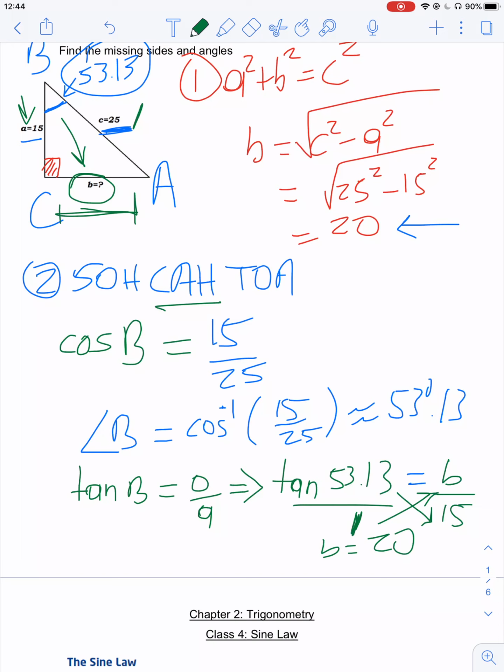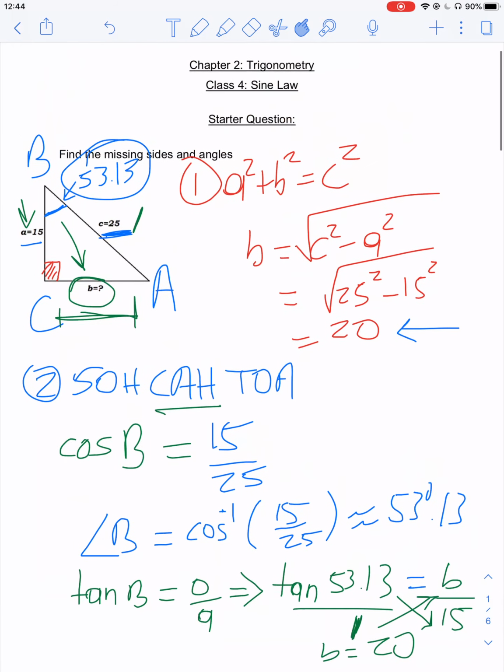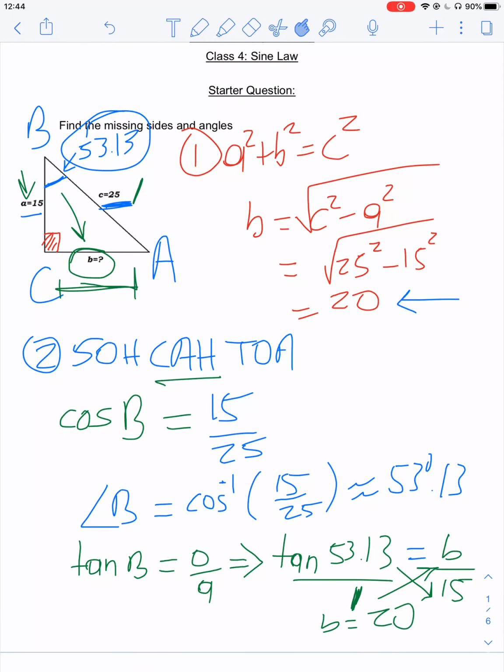So SOHCAHTOA and the Pythagorean theorem work really well in a right angle triangle, or right triangle. For you to use the Pythagorean theorem, the key takeaway is that it will only work when two of the sides in your right triangle are given. It doesn't matter which ones. If you know what A and B are, then you can solve for C. Or if you know A and C, then you can solve for B, and so on.